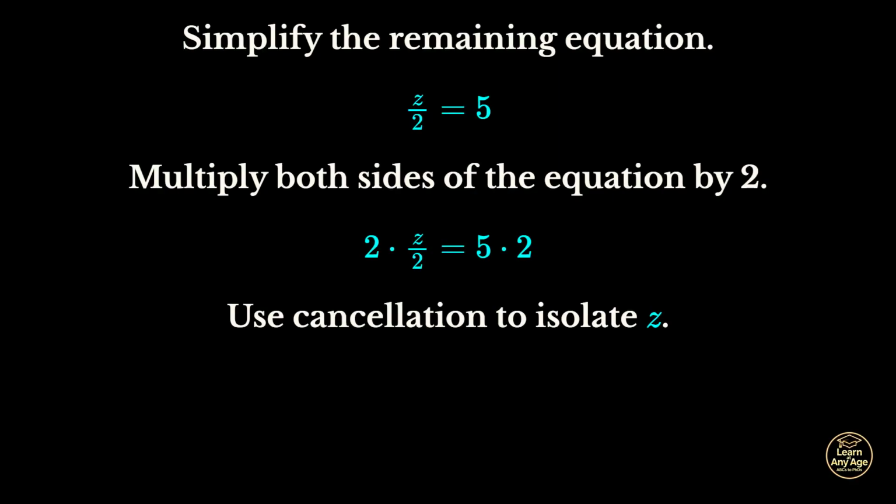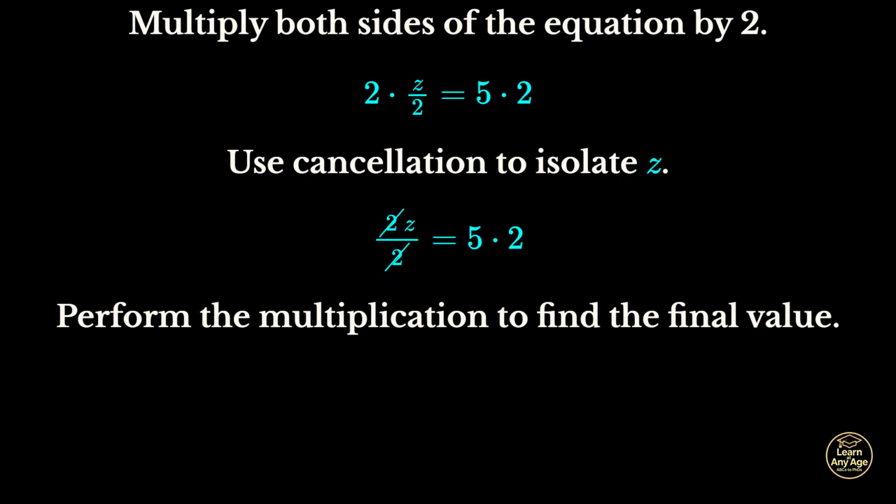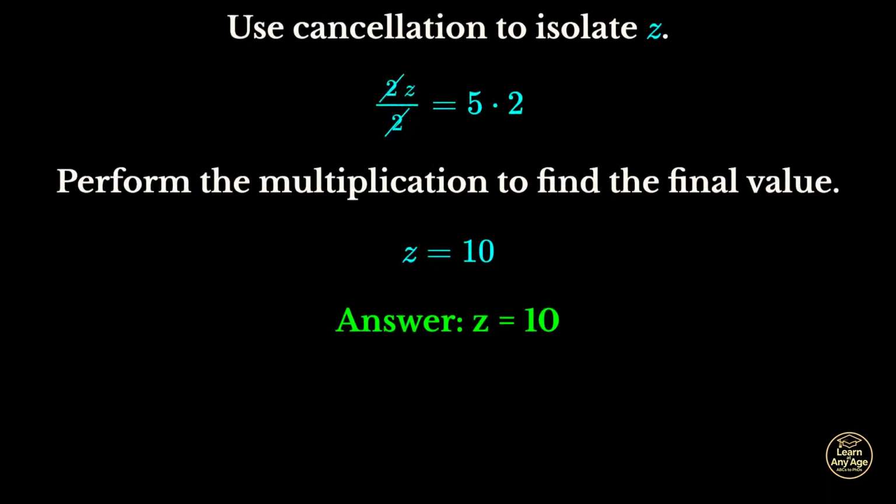Use cancellation to isolate z. The 2 cancels out, z over 2 cancels out, equals 5 times 2. Perform the multiplication to find the final value. z equals 10. Answer: z equals 10.